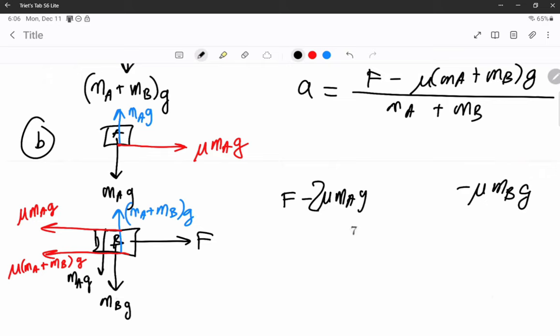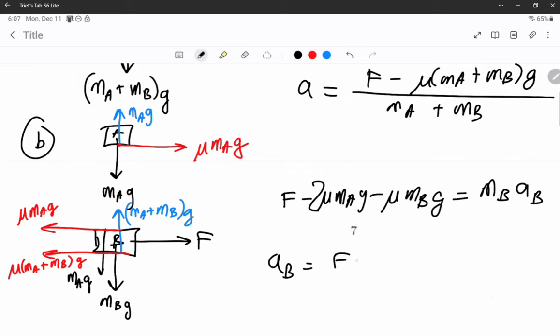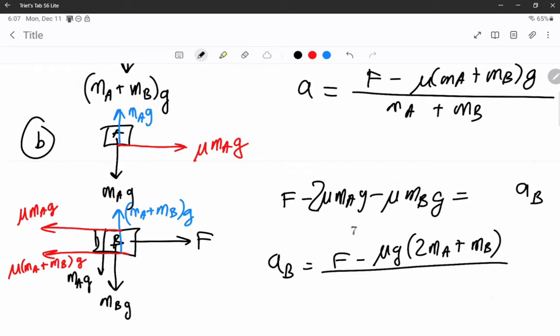And all of this net force is going to equal to ma, aB. No, not aA, it's going to be aB, right? So aB is going to be F minus 2 mu mA g, you group mu and g together, over mA plus mB. Okay, so that's going to be B down here. And so that's for the aB.